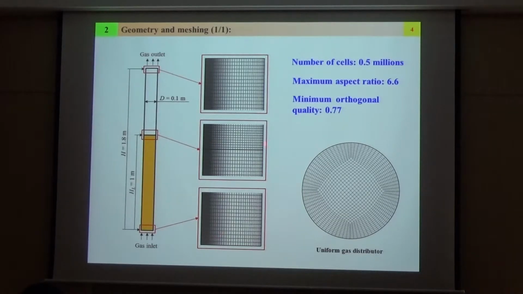This is the geometry, and we see the bubble column with a uniform gas distributor. The hexahedral mesh is used.